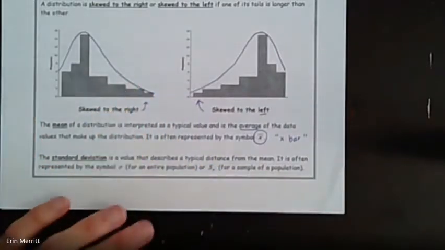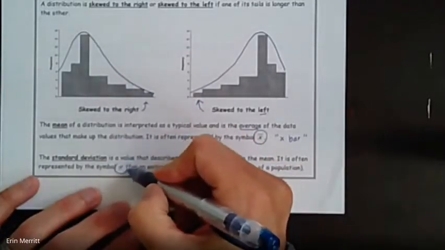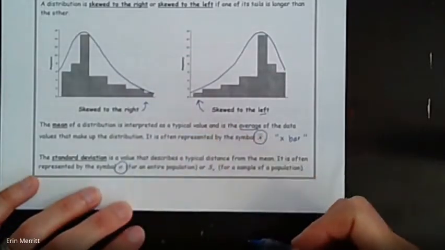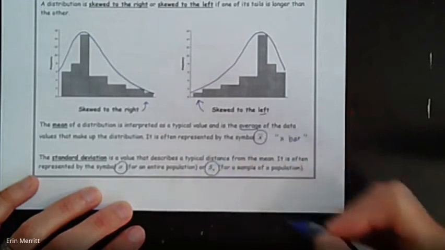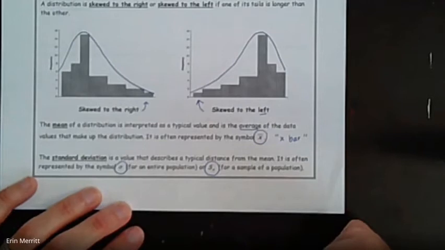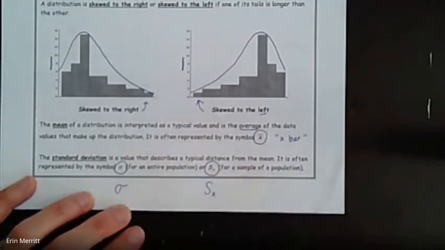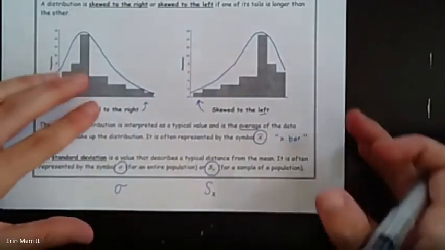All right. It's often represented right here with the little sigma, this guy, for the entire population, or S sub X here for the sample population. And you're going to see those two things on the calculator. All right, so I'll do it a little bit bigger. So sigma or S sub X, like that. All right, on to the back of the notes here.